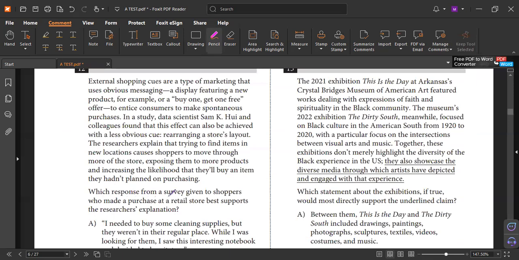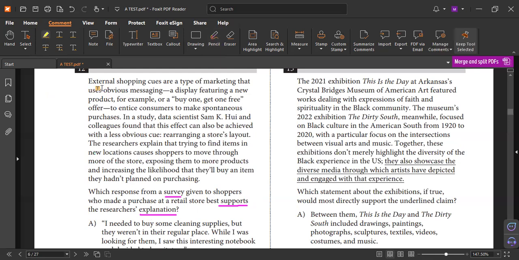Which response from a survey given to shoppers who made a purchase at a retail store best supports the explanation? So we need to find what is a research explanation. So through reading, I'm looking for what? The research explanation. And they give any detail to support this explanation. Let's read to know how to summarize the text.